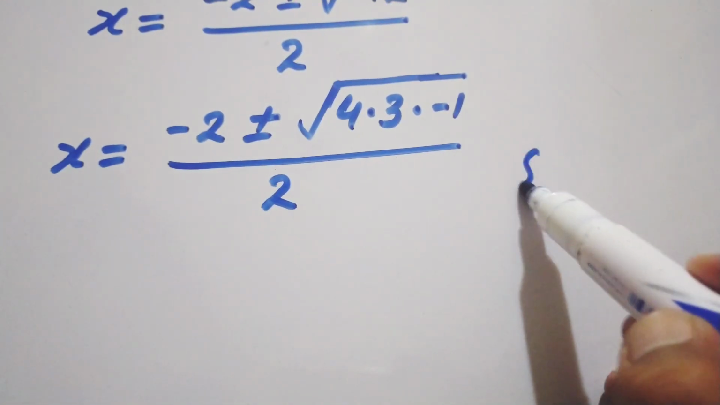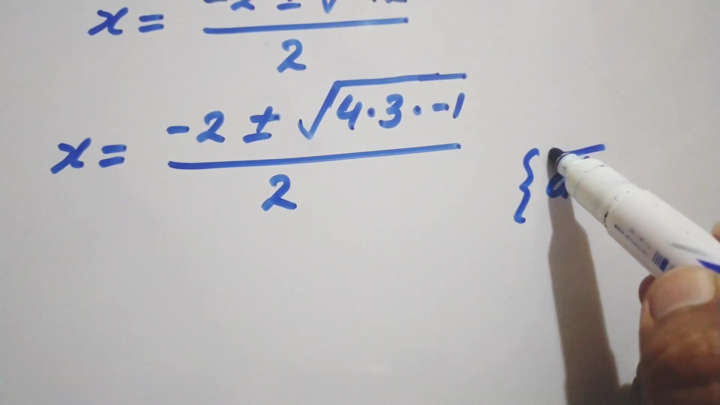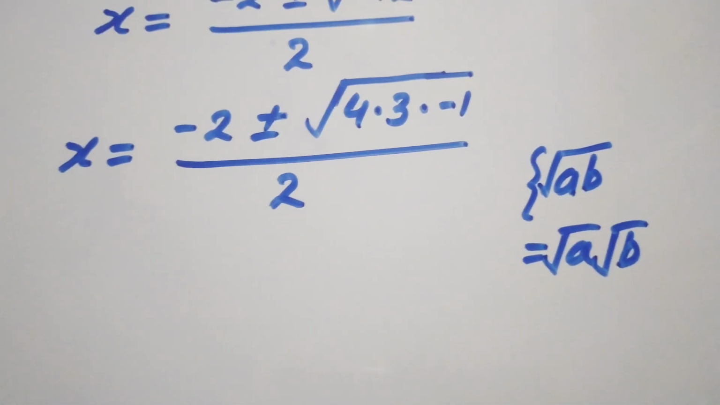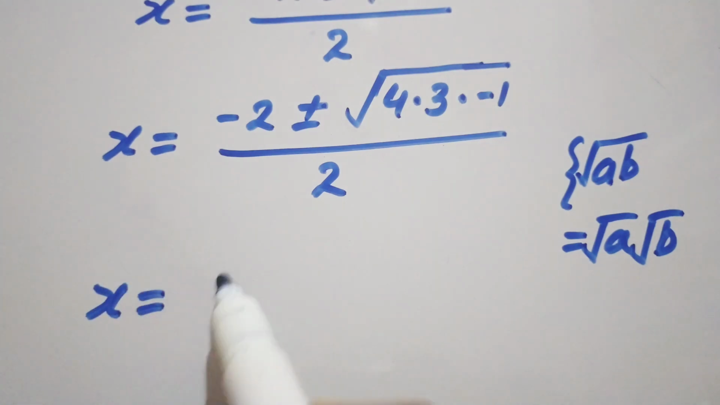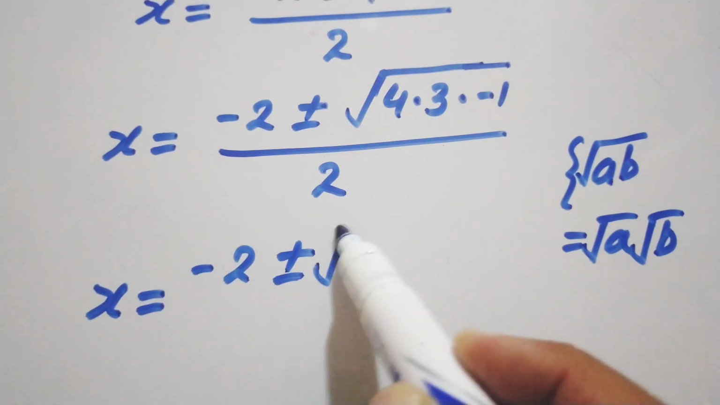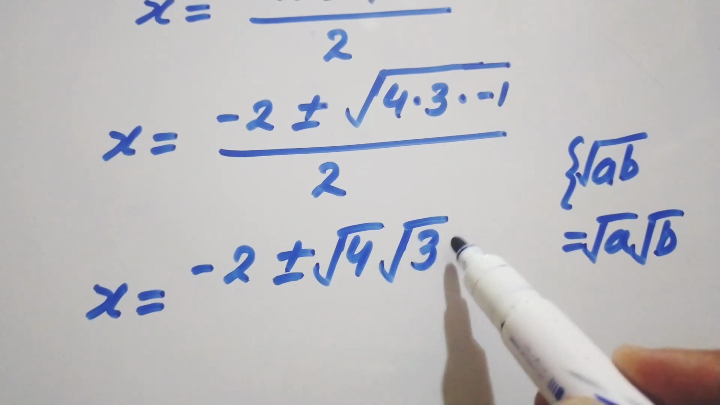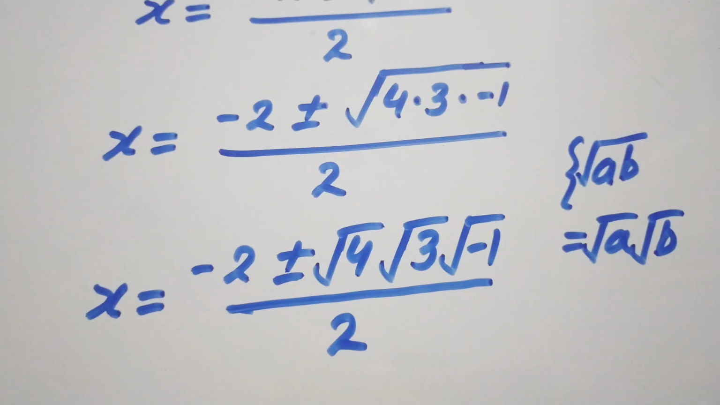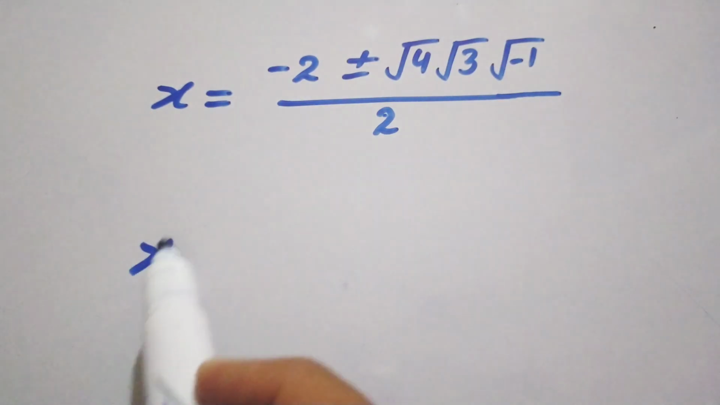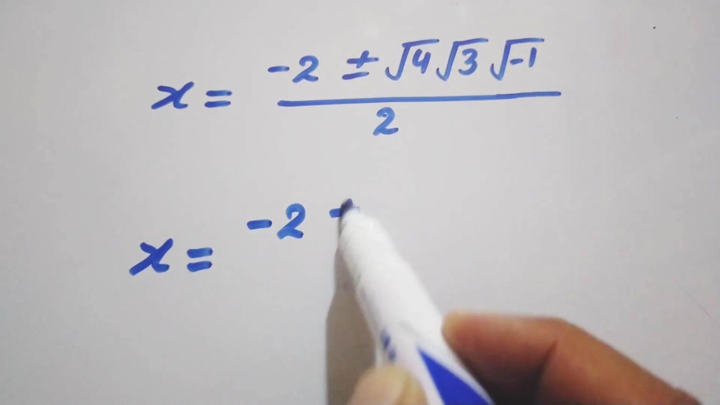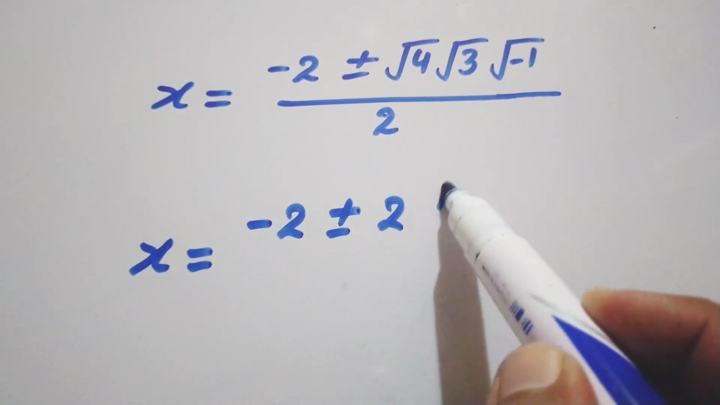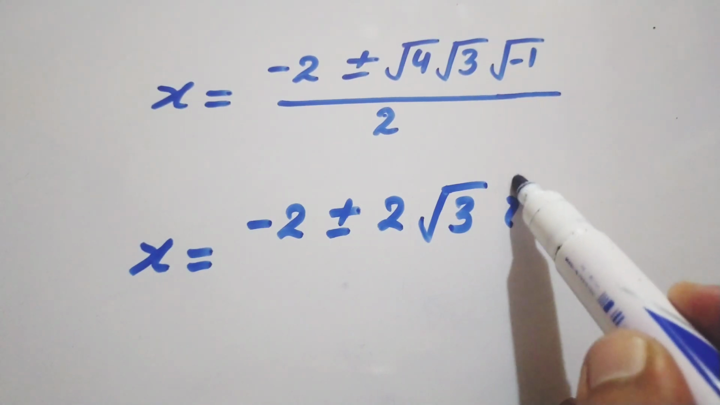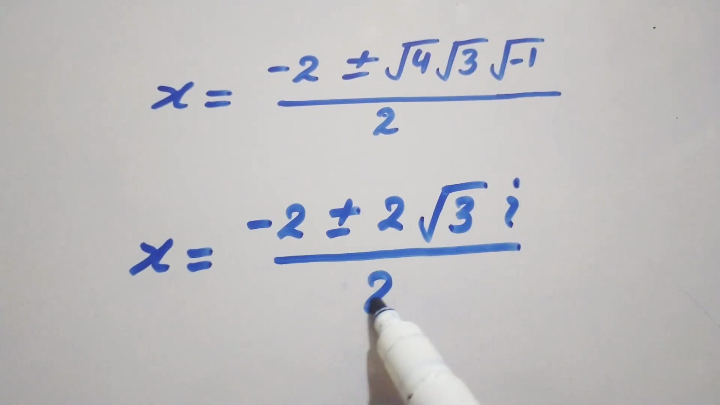Now from an algebraic identity, if we have square root of a into b, this is equal to square root of a into square root of b. So this will become x is equal to minus 2 plus minus square root of 4 into square root of 3 into square root of minus 1, and whole divided by 2. Now x is equal to minus 2 plus minus square root of 4, which is 2, into square root of 3, square root of minus 1, which is iota i, divided by 2.